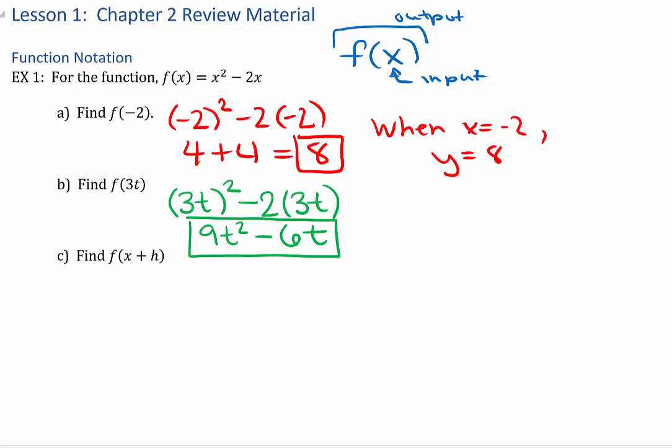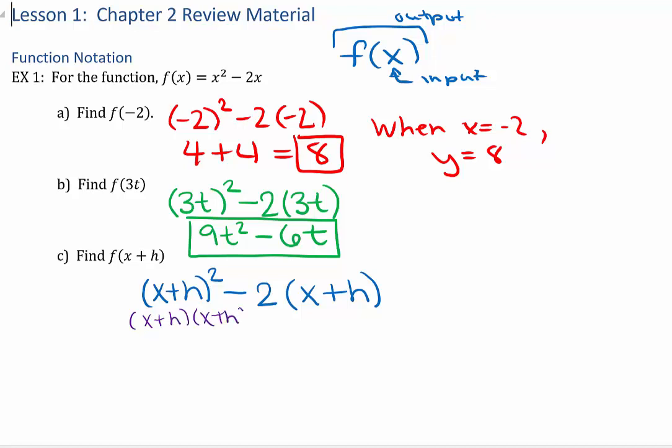All right, one more. F of x plus h. Again, whatever is inside that parentheses, this time the x plus h, gets plugged in for the x's. So that would be x plus h squared minus 2 times x plus h. And I can expand this and see if I have any like terms. Let's see, x plus h squared would be x squared plus xh plus xh plus h squared.